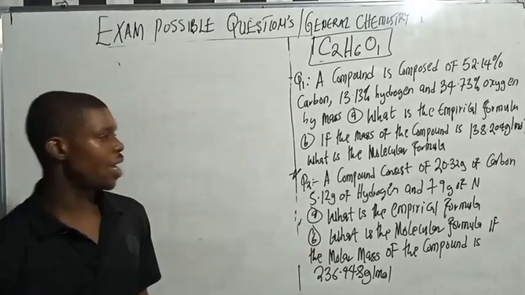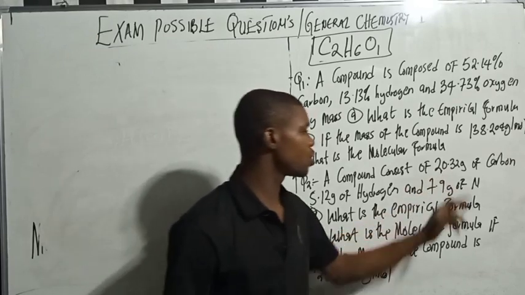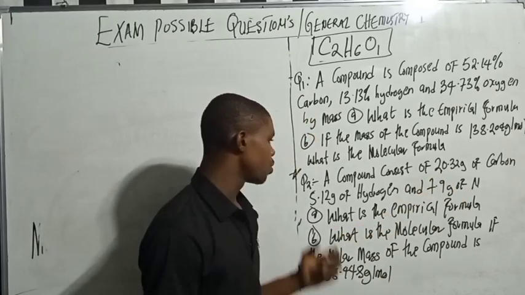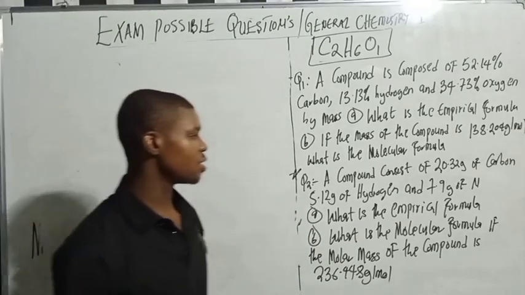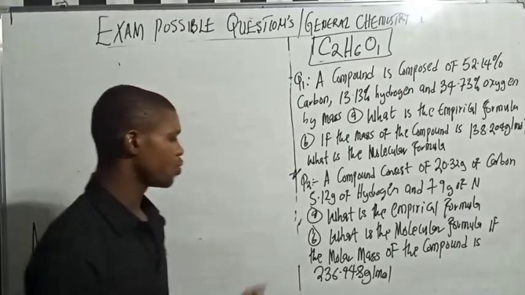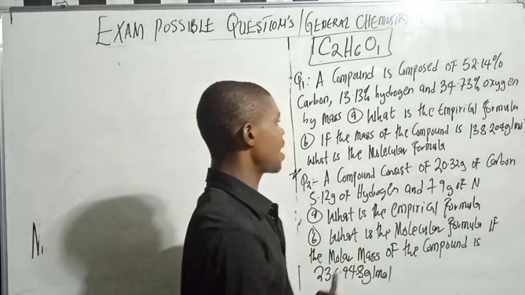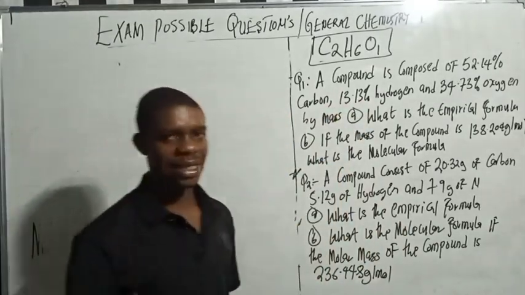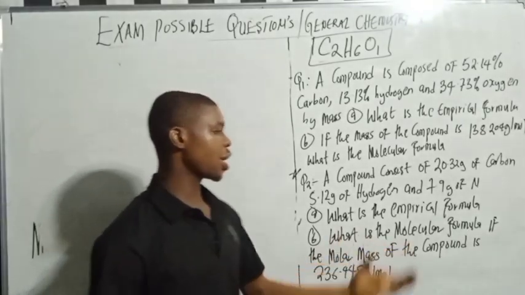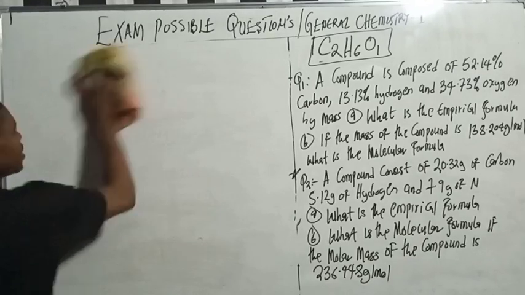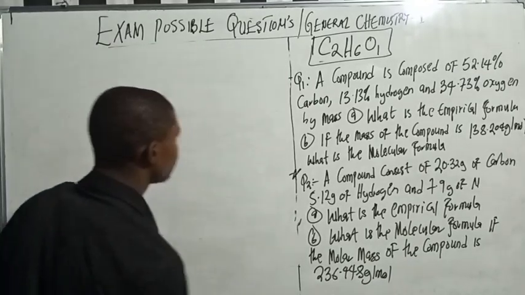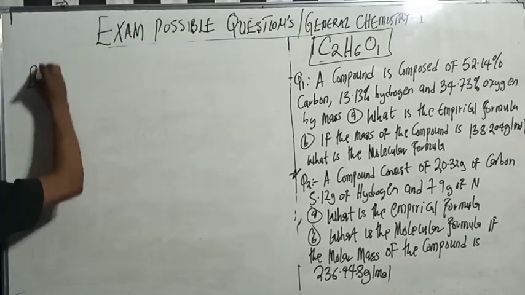So question 2: a compound consists of 20.32 gram of carbon, 5.12 gram of hydrogen, and 7.9 gram of nitrogen. What is the empirical formula? The first thing is, what did they give us? They gave us mass directly, so you can use the mass straight and solve it. Like what I told you, I want to get the elements.